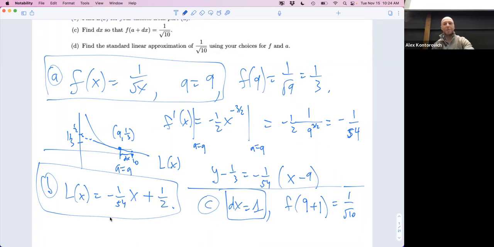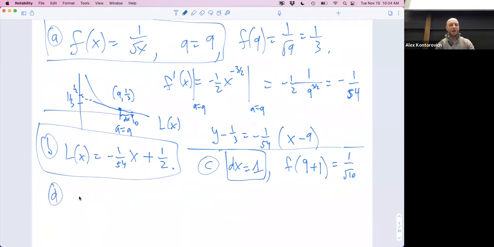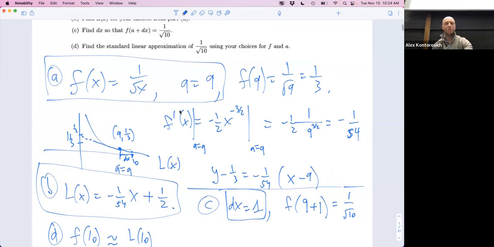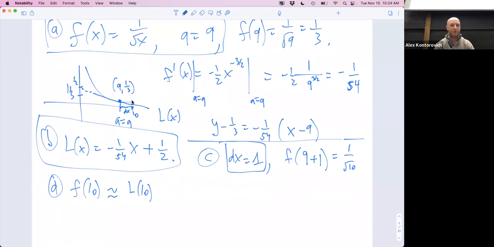Okay, and find a standard linear approximation for 1 over root 10 using my choices. So in other words, part D, I'm going to approximate f of 10 as being roughly L of 10. Instead of the true value on the curve, I have the value of the linear approximation, and L of 10 is, if I put in 10 here, negative 10 over 54. Don't bother simplifying that. There's a 2 on top and bottom. Who cares? Plus a half. That's it. That's the linear approximation to 1 over root 10.